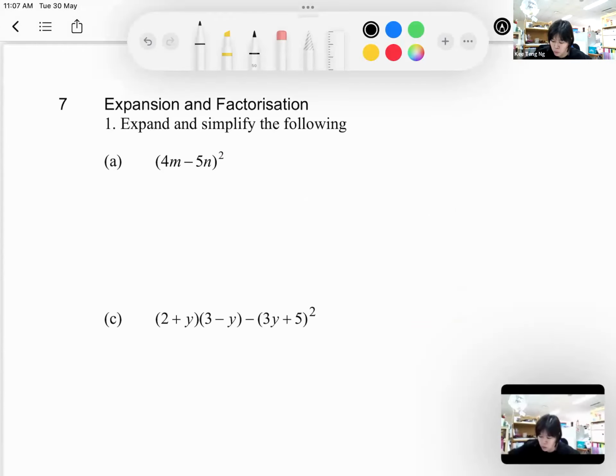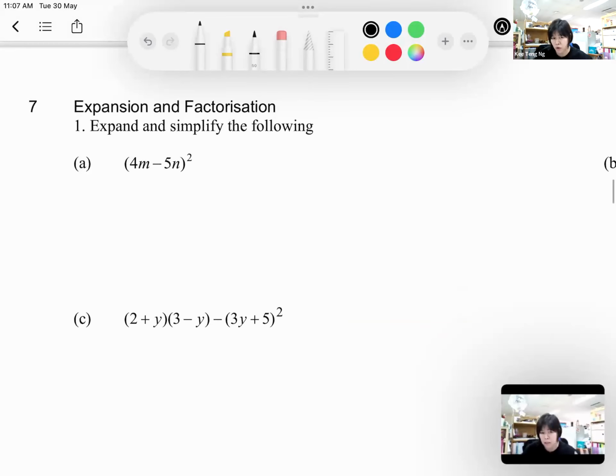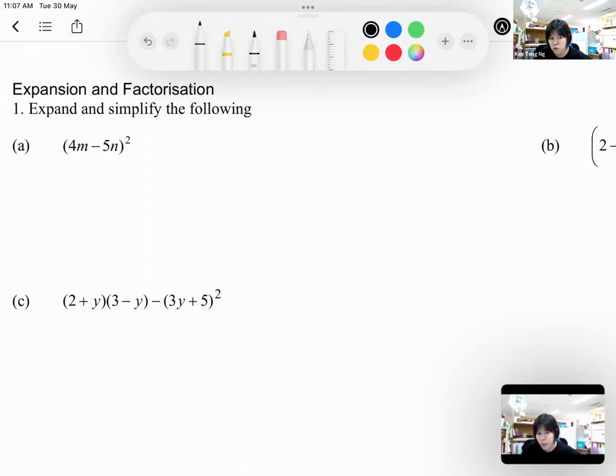First to begin with, this one is (4m minus 5n) whole thing squared. For revision purposes, I will do two different methods. One is the normal expansion method. The other one is the special product identity. Okay, so the first method, method number 1, is through expansion.